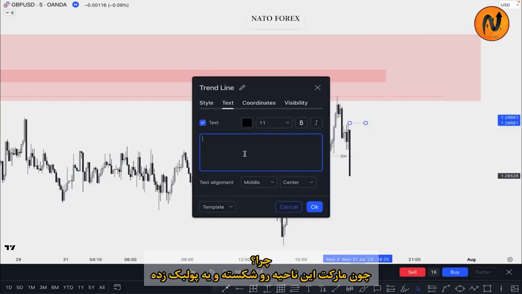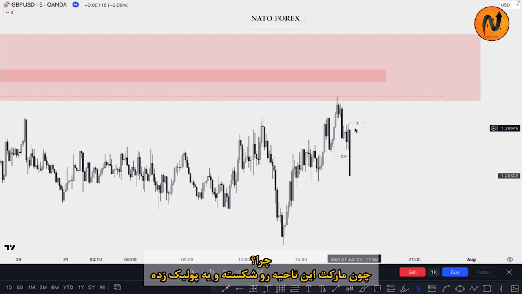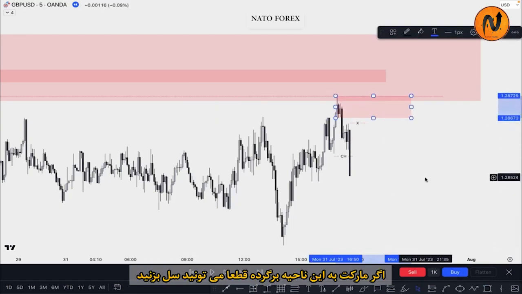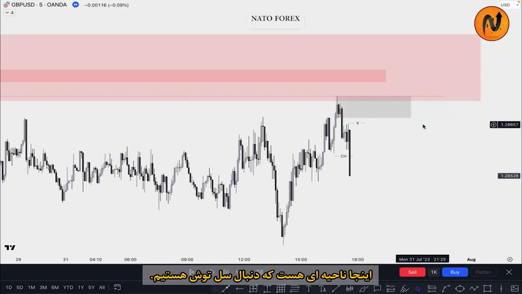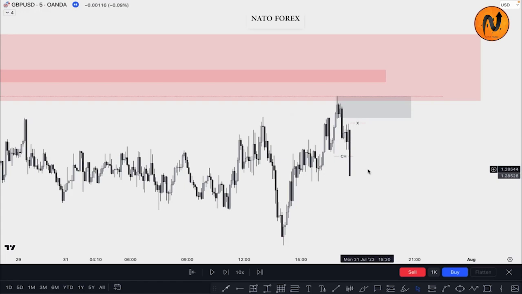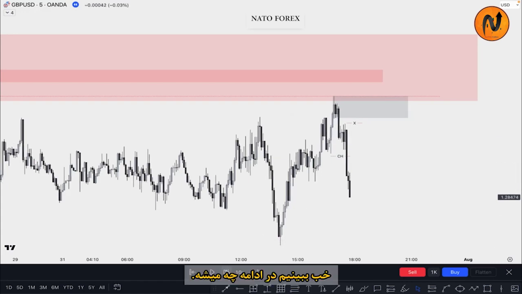Why? Because the market broke this one and created a pullback, and after this, where is our area where we can sell? This one, right? If the market comes back to this zone, definitely you can sell here, because this is our area when we are looking to sell, because price tapped on your hidden higher time frame supply zone, right? So let's see what happened next after this one.